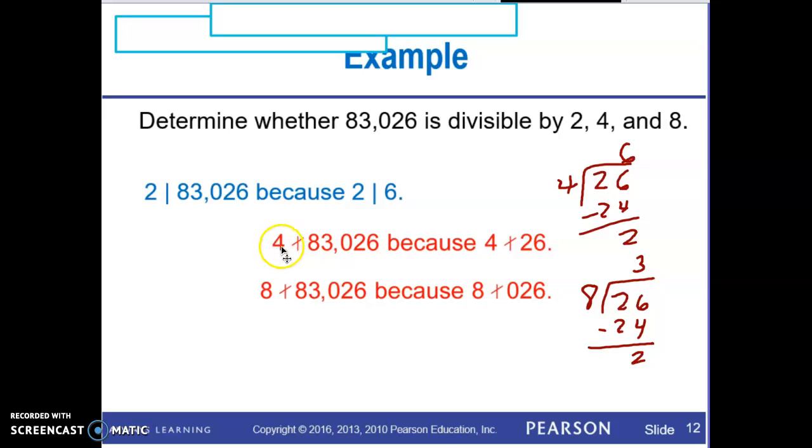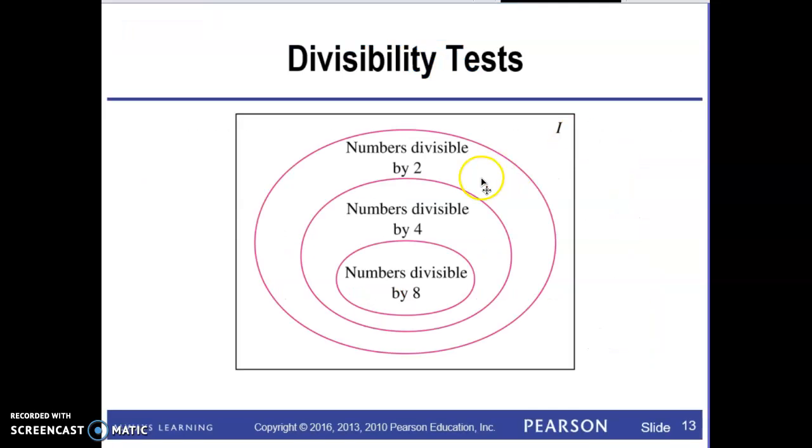But if it is a multiple of 4, then automatically the answer is no. If this number doesn't go into it, then none of its multiples will either. We could illustrate that with a Venn diagram. So if this first circle is all the numbers divisible by 2, every even number is in this first circle. Well, not all of those numbers are going to be divisible by 4, but some of them are.